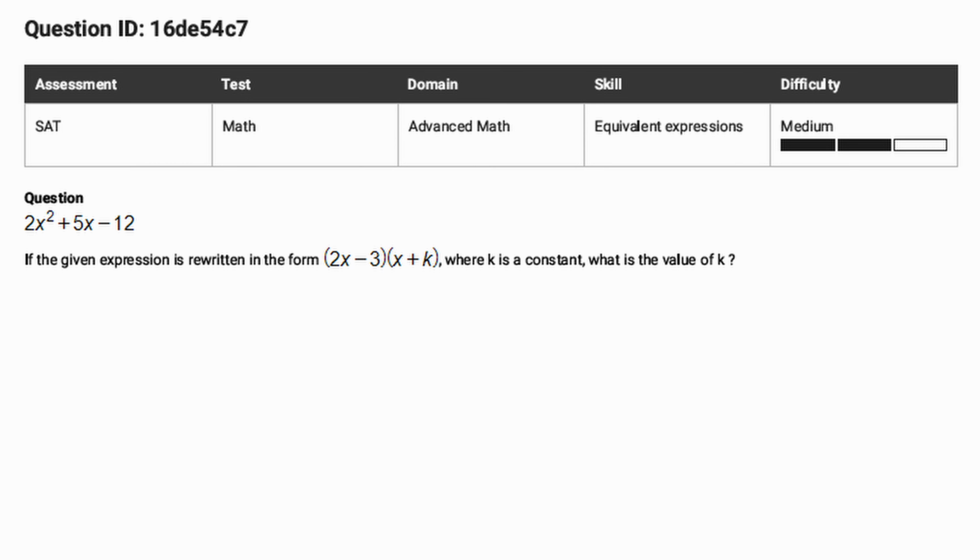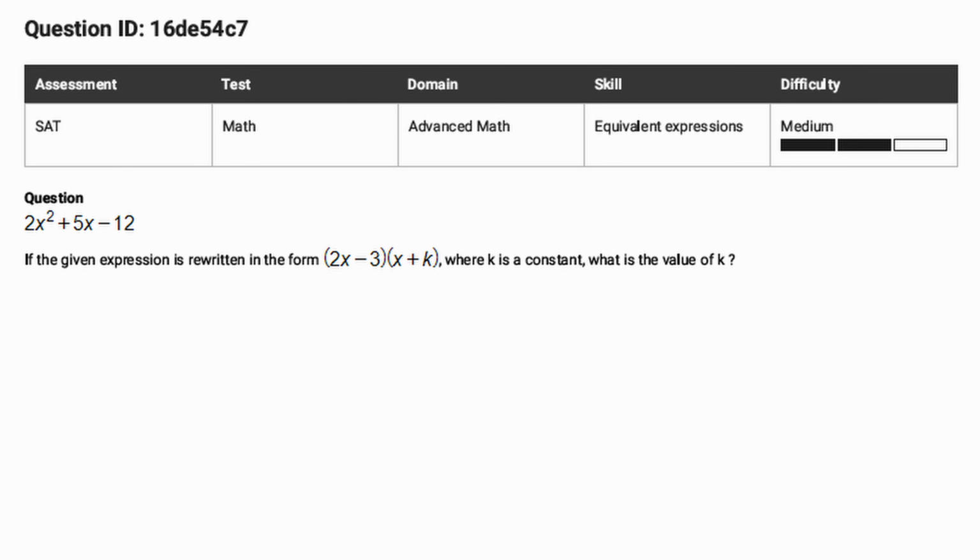If the given expression is rewritten in the form (2x minus 3)(x plus k), where k is a constant, what is the value of k? Alright, so I'm seeing that that's a factored form. So I'm really just going to try to factor this equation. There's no real reason to use Desmos, so I'm going to factor by grouping here, guys. If you haven't learned factoring by grouping in algebra yet, it's essentially where you multiply a and c. So 2 is a, 5 is b, and negative 12 is c here. So I'm going to multiply a and c to get negative 24.